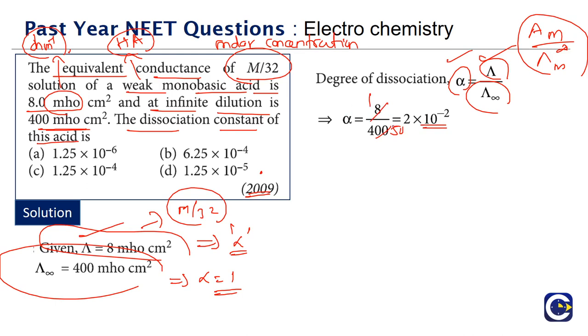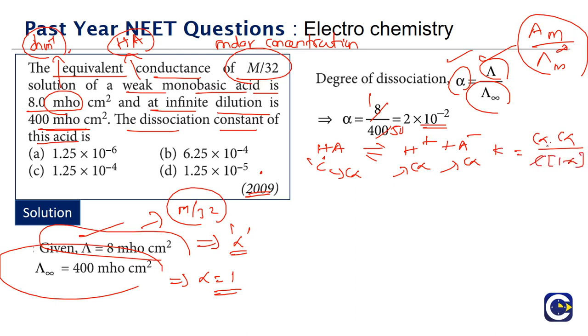Now this is a monobasic acid, right? If you recall the dissociation of the monobasic acid, the way we do it in ionic equilibrium, HA dissociates to give H plus and A minus. If C is the concentration, C alpha will be dissociated, and C alpha of each ion is formed. So K, the dissociation constant, will be equal to C alpha into C alpha by C into 1 minus alpha.